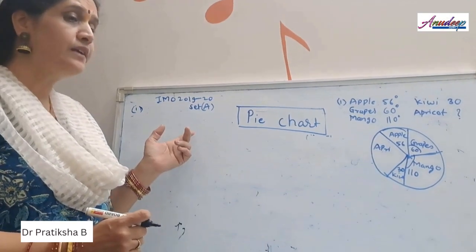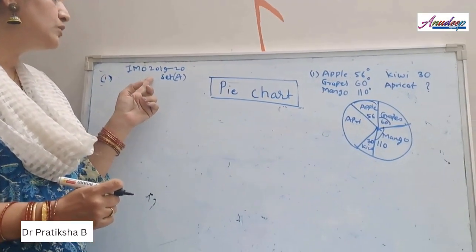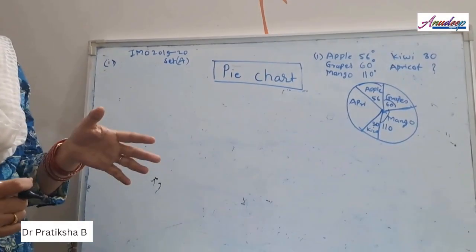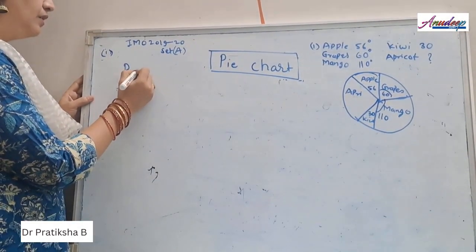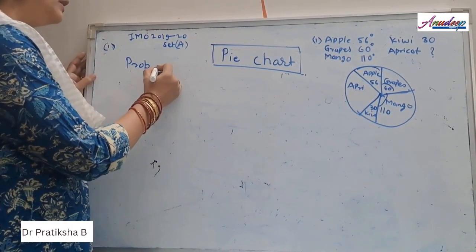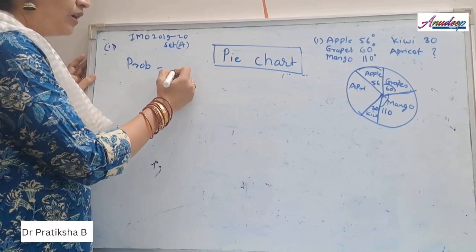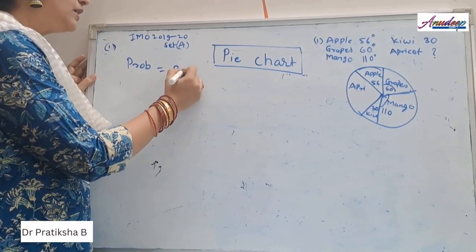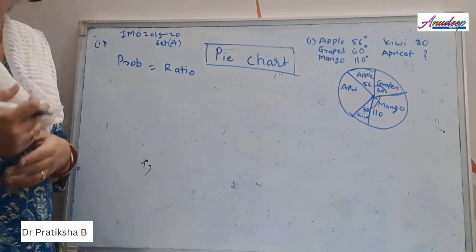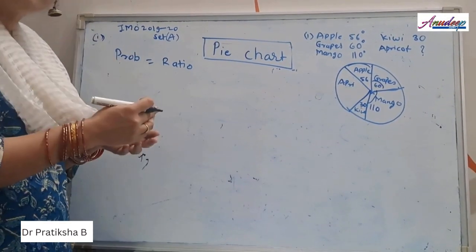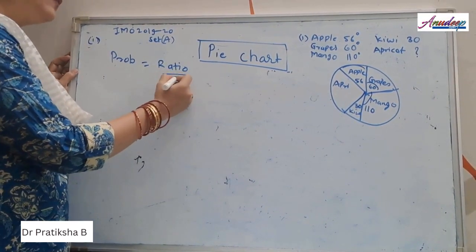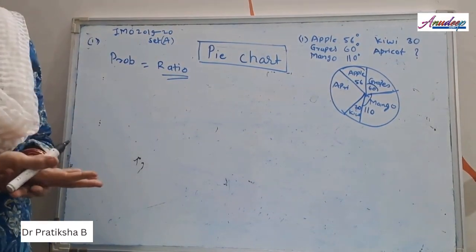Let us look at the second question which has been asked in IMO 2019-20 from set A. Here you have been asked to find the probability. So to find the probability, the formula that we discussed is just simple. Whatever the ratio you can find out for the given quantity in the problem with respect to the total spending, or the angle with respect to 360, is nothing but the ratio. So if you can simply find out the ratio, that is the problem.